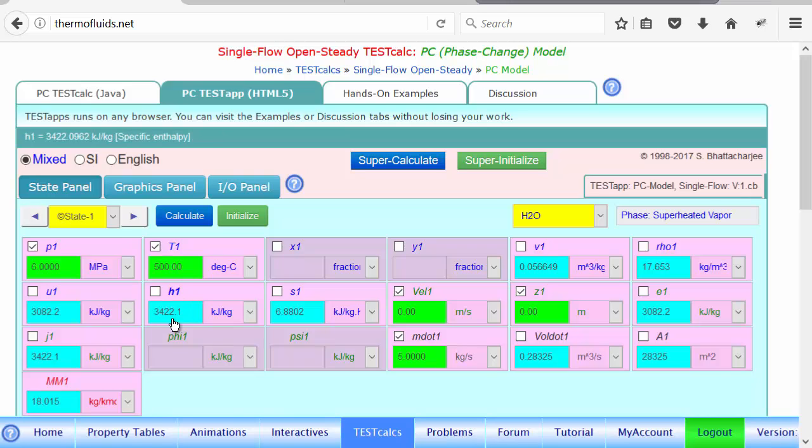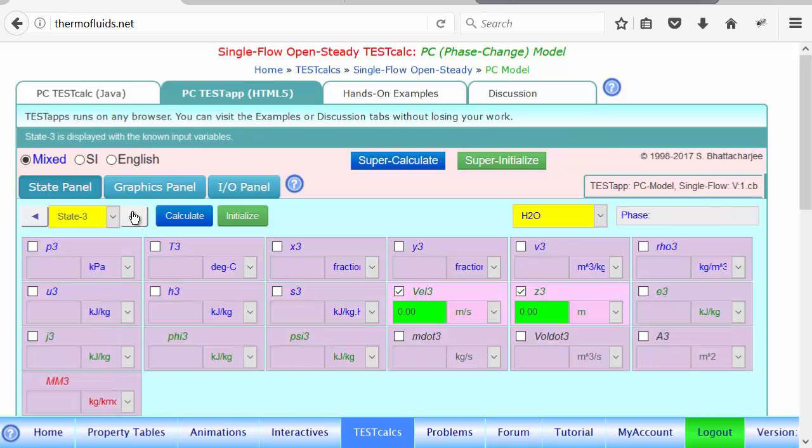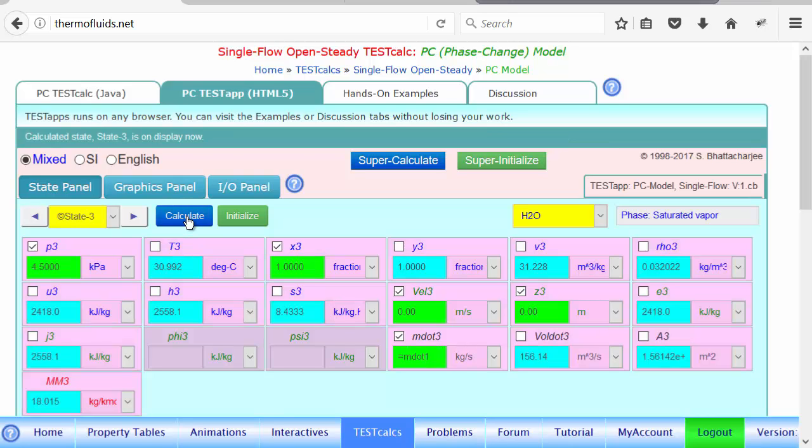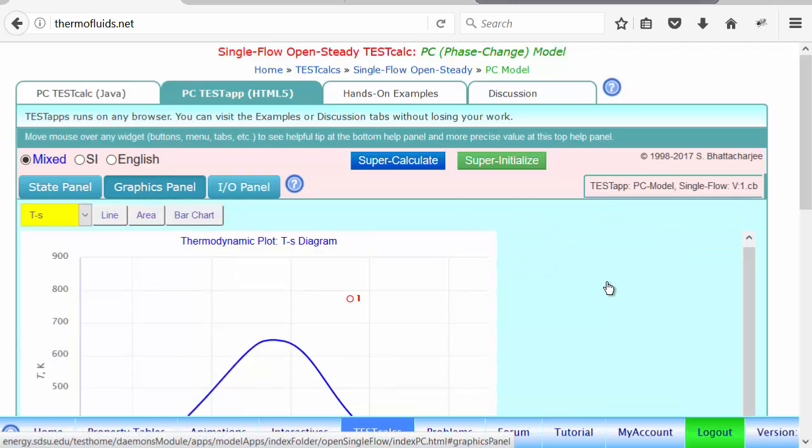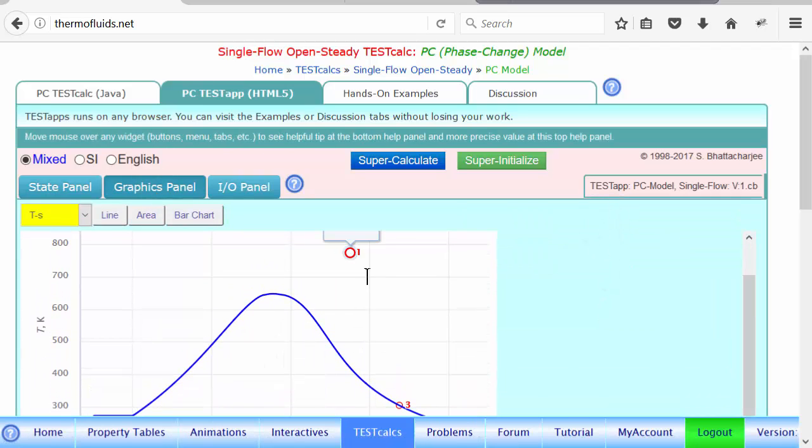The state has been computed. Basically, enthalpy has been found. Let's move to state 3, where the mass flow rate must be the same. Mass flow rate is the same. Pressure is given as 4.5 kPa, and the quality is given as 100%, or 1 in fraction. So it's a saturated vapor at the exit. A calculate brings it up. If I go to the graphics panel, we can verify that state 1 is somewhere there, and state 3 is saturated, just as we expect.